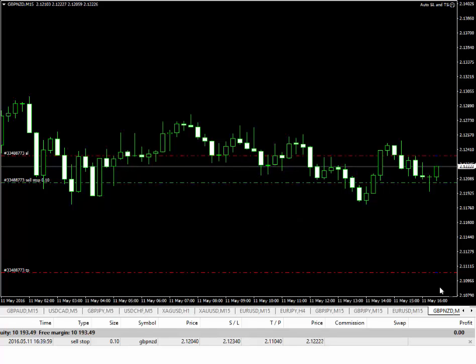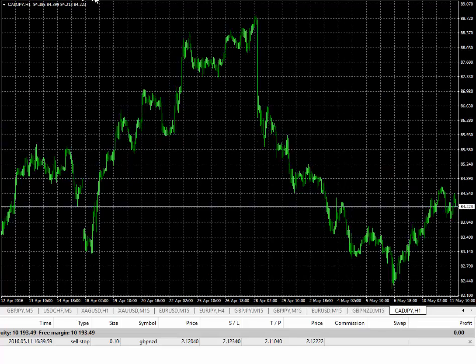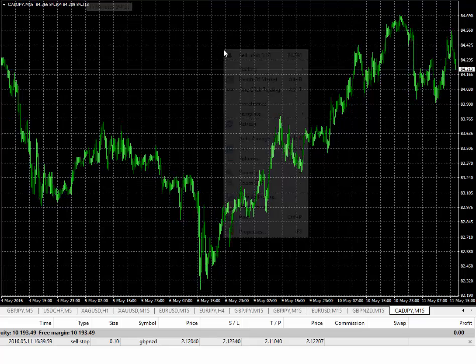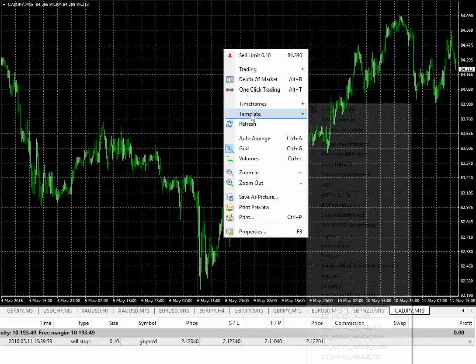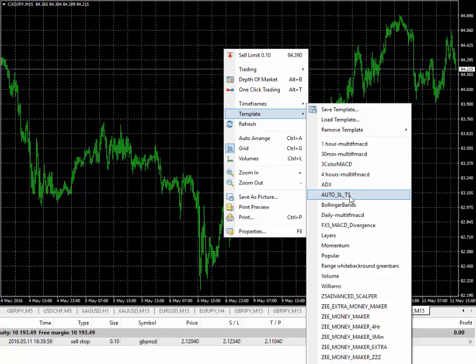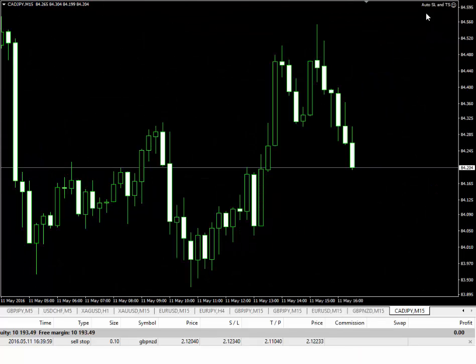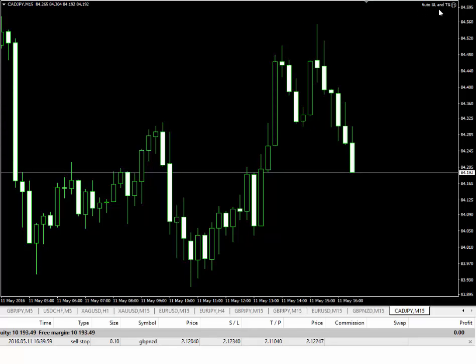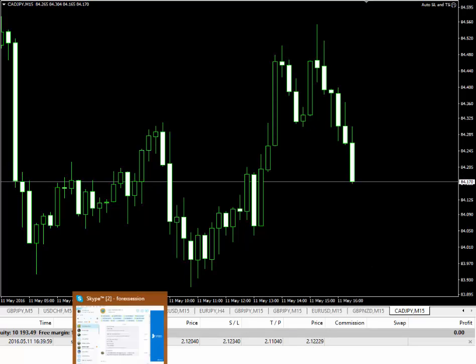Okay, now we're going to open the CAD JPY. It's a 1 hour chart. We're going to turn it to 15 minutes, and then we are going to go to template, and then to the template we saved just now. It was called auto stop loss, and this one is automatically placed by the EA.